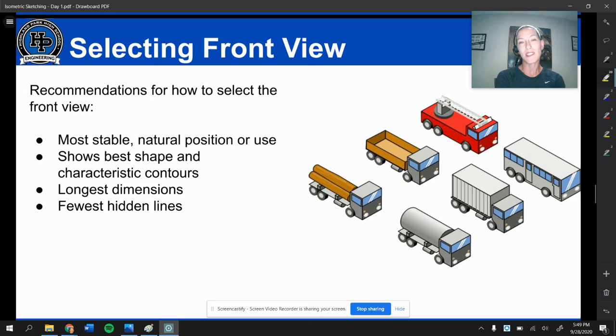When we think of front view, it's not what we think of when we're looking at things like an automobile. Front doesn't necessarily mean the front of the object. Front means you're looking for the one view that has the most natural position. Which one shows the best shape and the characteristic contours? Which one shows the longest dimensions and the fewest hidden lines? And we're going to get more into hidden lines in a future lesson. So in the case of the automobile, or any of these pictures over here on this slide, what we think of as the front of the vehicle isn't actually going to be the best front view.